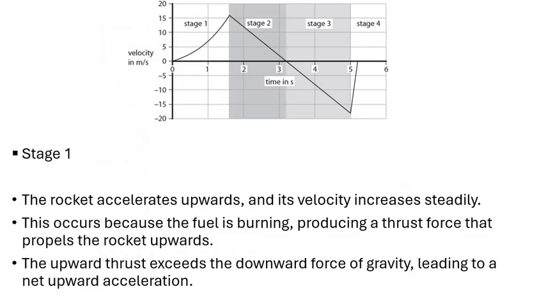So, in stage 1, the rocket accelerates upwards and its velocity increases steadily. This occurs because the fuel is burning, producing a thrust force that propels the rocket upwards. The upward thrust exceeds the downward force of gravity, leading to a net upward acceleration. So this is the description about stage 1.